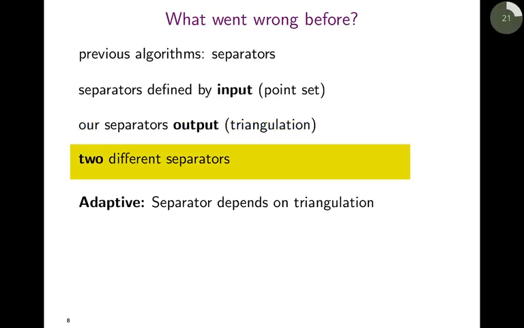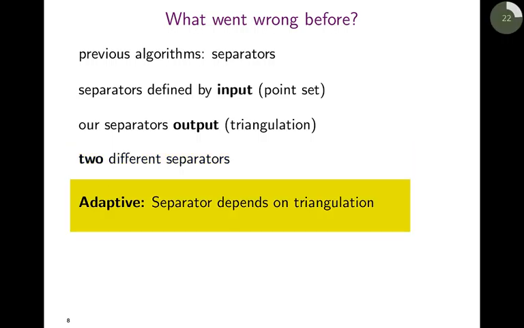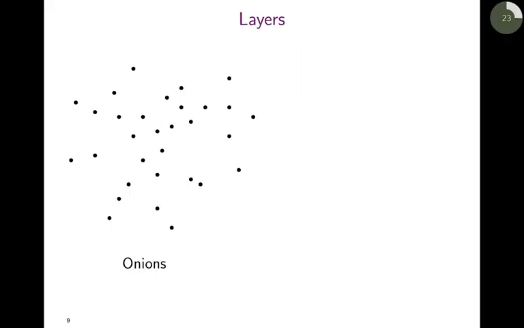And what turned out to be the case is that we could identify two different kinds of separators and made our algorithm adaptive, namely if we had this kind of triangulation, we used that separator. If we had a different kind of triangulation, we used a different separator, which was not possible by any of the previous algorithms that were there. Okay, so let's go more into these algorithms.